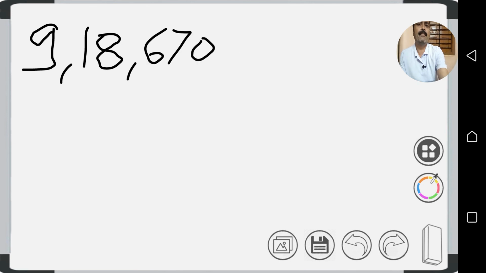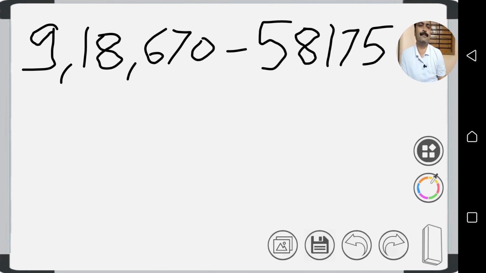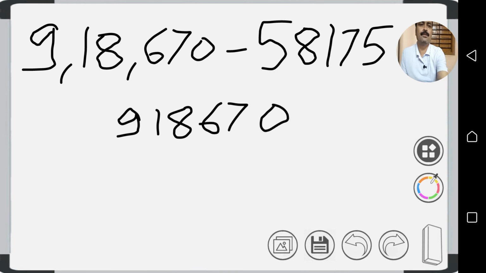9,18,670 minus 58,175. So this subtraction we want to do here. So first we want to make a vertical arrangement here. That's why the first number I'm putting in this way: 9,18,670 minus. While arranging the second number, we start in the opposite way again.